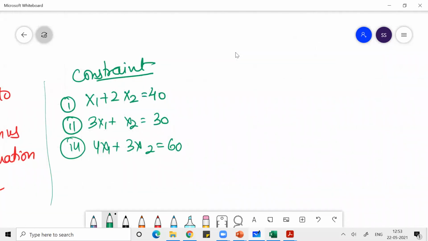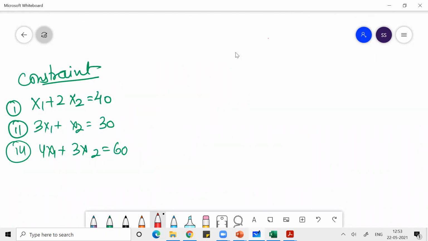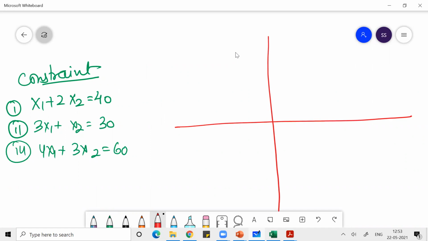Now, guys, if you have studied coordinate geometry, you know how to formulate the x and y coordinate values. So now I plot a graph. This is the origin. This is the x coordinate. Let this one be the x1 coordinate and this the x2 coordinate. I hope you're understanding.